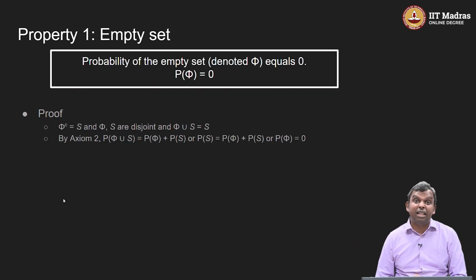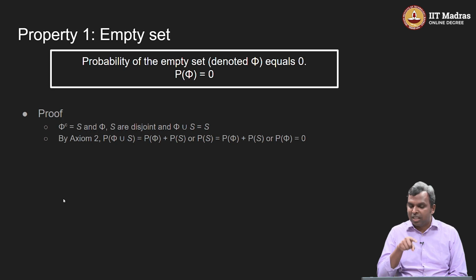I will call it the empty set property. Probability of the empty set, which we will denote as this phi. Okay, so it's a Greek letter with a circle and a straight line on top. It's the Greek capital phi. It denotes an empty set.